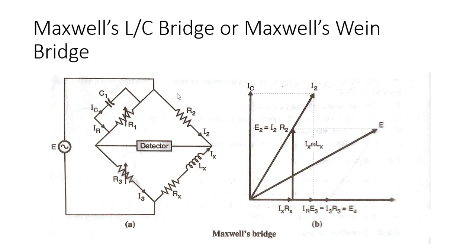Z2 is equal to R2, and Z3 is equal to R3. And Y1 is equal to 1 upon R1 plus J omega C1. So see carefully, it is not Z1, it is Y1. That's why we are getting an inverted term like this, 1 upon R1 plus J omega C1. Now let's substitute all these values in this equation.